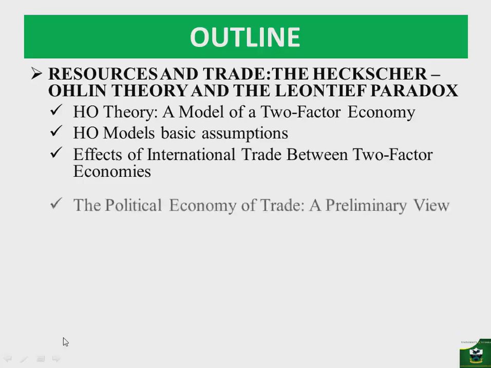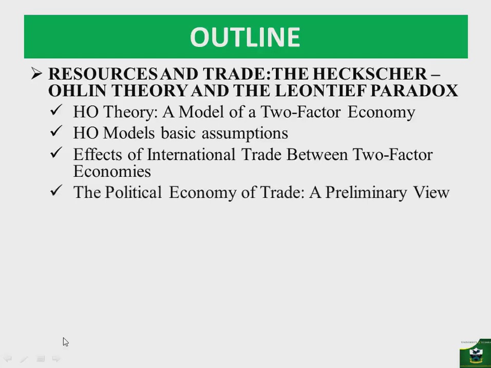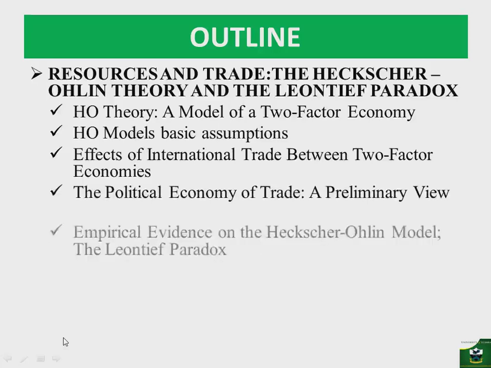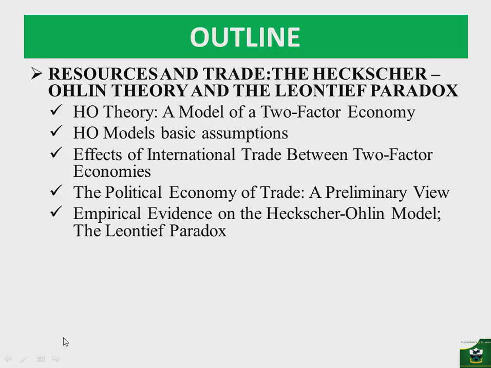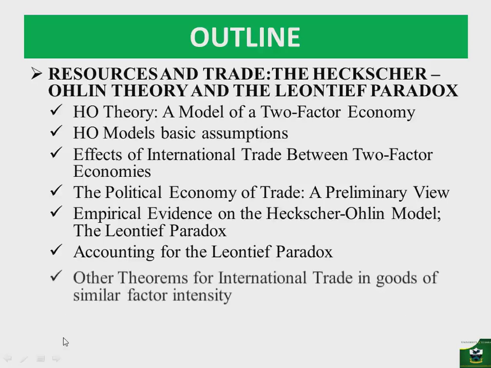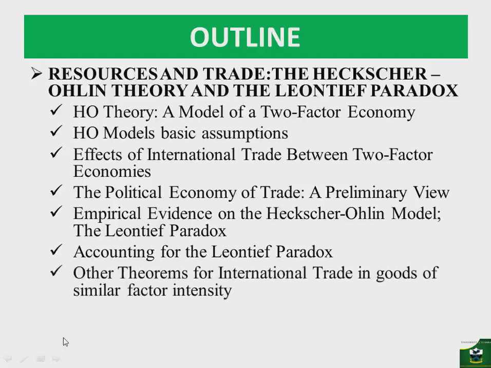Then we'll also look at the political economy of trade, where we'll just look at a preliminary review, and then we will look at the empirical evidence on the Heckscher-Ohlin model, where we'll draw evidence from the Leontief paradox. And away from that, we will look at what accounts for the Leontief paradox, and we will extend our theories by bringing in new theories for international trade in goods for similar factor intensity. If you want to read more on this unit, you can go to chapter number 5 and chapter number 6. Okay, so let's begin with a model of two-factor economy.